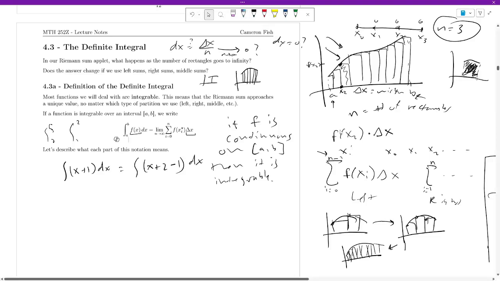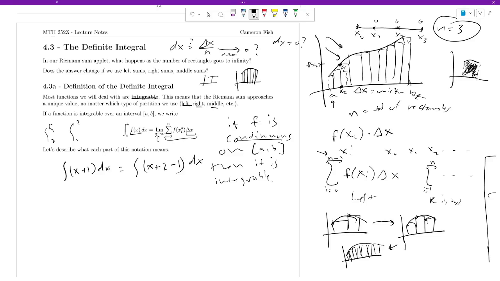One last comment here is that we talked about left sums, middle sums, and right sums. It turns out that as long as your function is integrable, meaning it's a nice enough function that the integral is going to work out, this limit is going to exist. If f is continuous, for example, then it actually doesn't matter whether you build this part using a left or right or a middle sum.